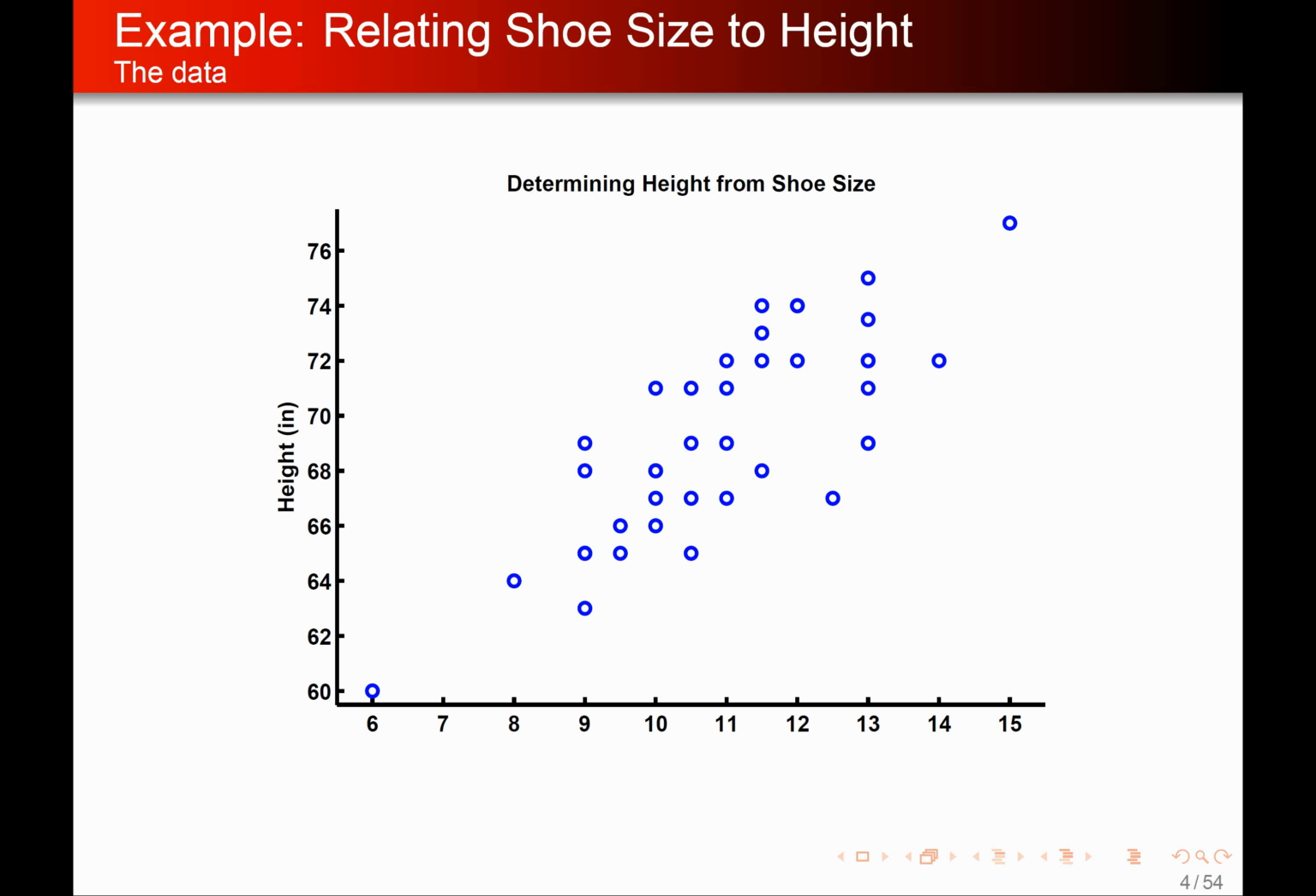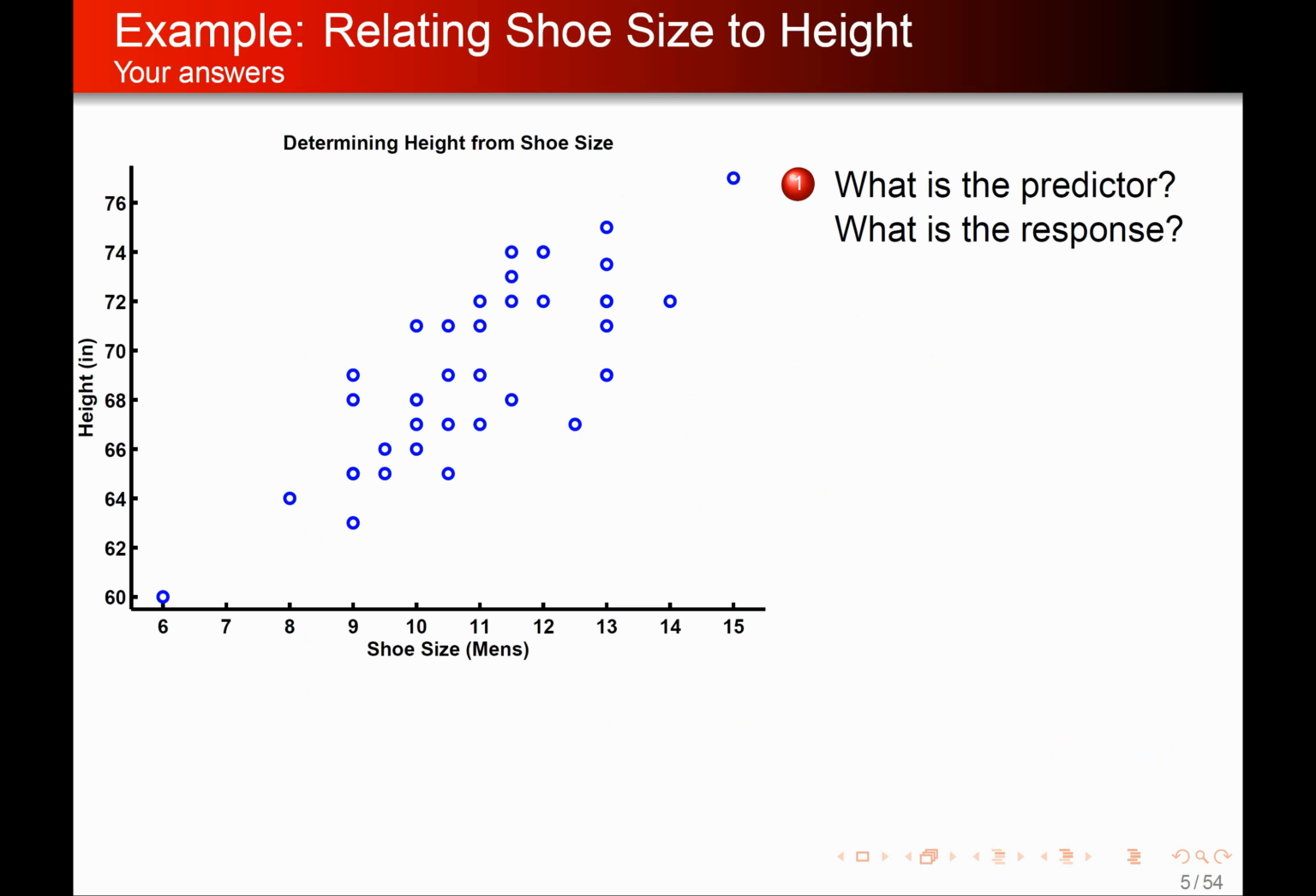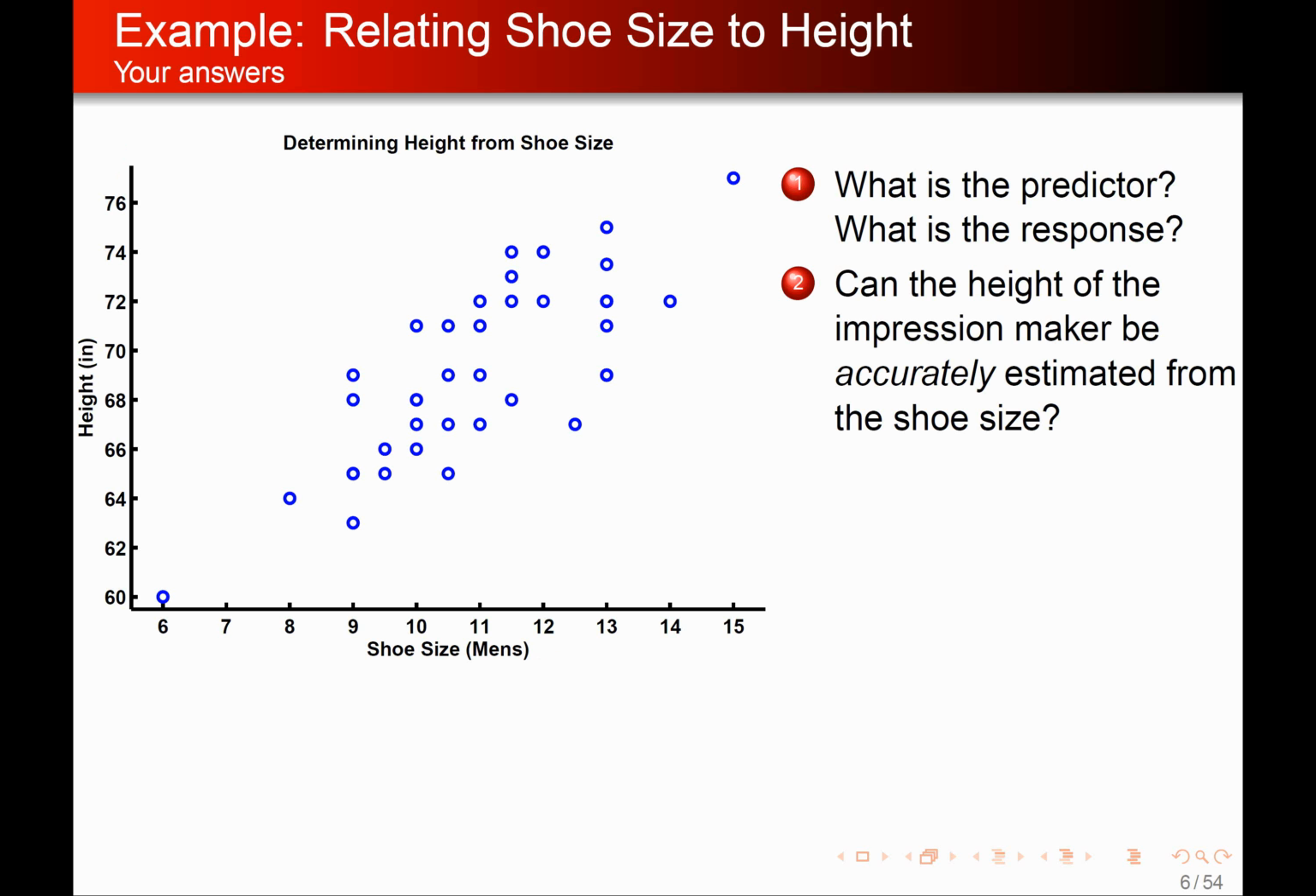So here the x-axis is the shoe size, and the y-axis is the height. And we can see these are the data points we collected. So we want to determine height from the shoe size. So what is a predictor? Here is our predictor. We only have one predictor and one response. So this is a simple linear regression. Predictor is shoe size. Response is the height of the impression maker.